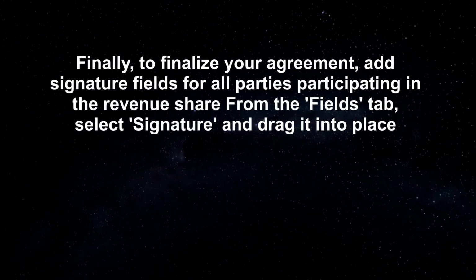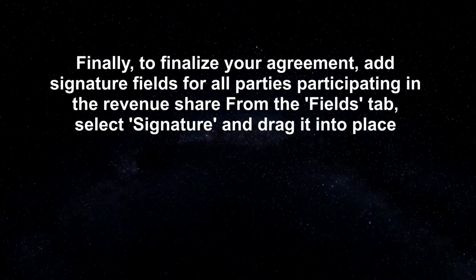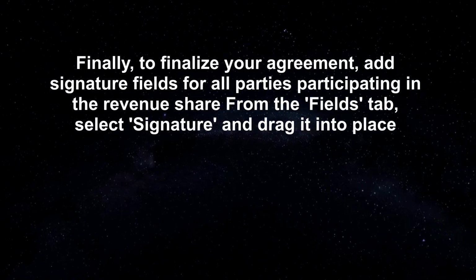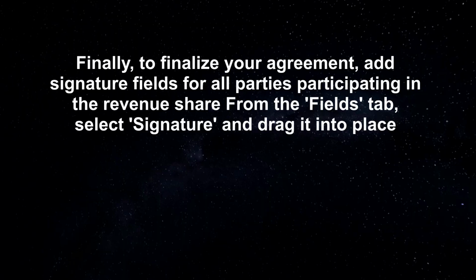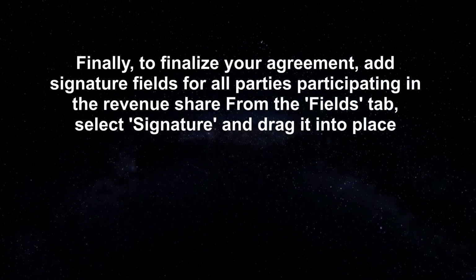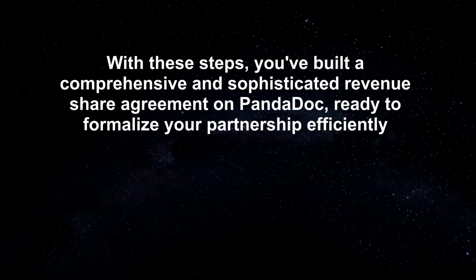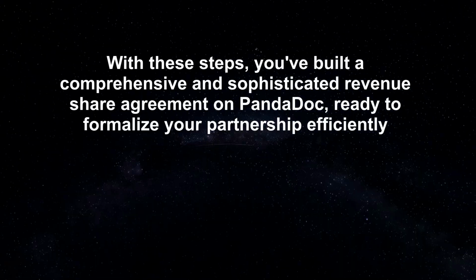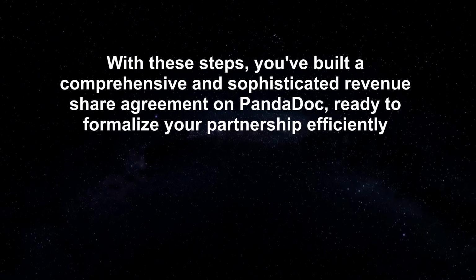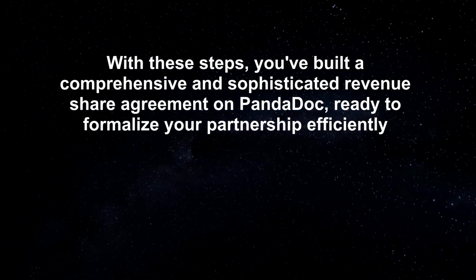Finally, to finalize your agreement, add signature fields for all parties participating in the revenue share. From the Fields tab, select Signature and drag it into place. With these steps, you've built a comprehensive and sophisticated revenue share agreement on PandaDoc, ready to formalize your partnership efficiently.